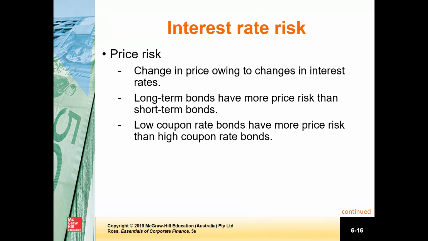Okay, now let's talk about interest rate risk. Look, the risk that arises for bond owners from fluctuating interest rates in the market is called interest rate risk. Now, how much interest rate risk a bond has depends on how sensitive its price is to interest rate changes. This sensitivity depends on 2 things. One is the time to maturity, another is the coupon rate.